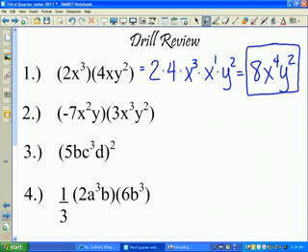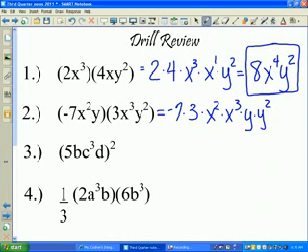Doing the same process for number 2. Again, we're multiplying the coefficients. So that's negative 7 times 3. Multiplying my x's, where we have an x squared and an x cubed, times my y and my y squared. So when we do the multiplication, we have negative 21 x to the 5th, y to the 3rd.